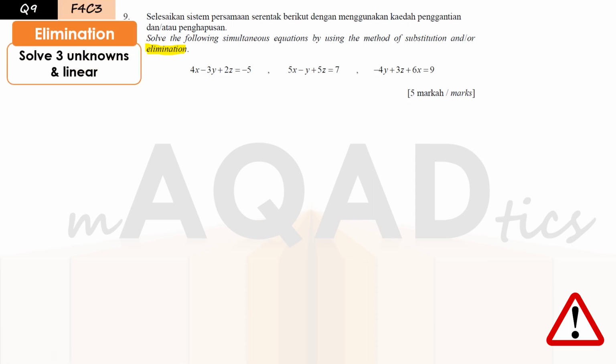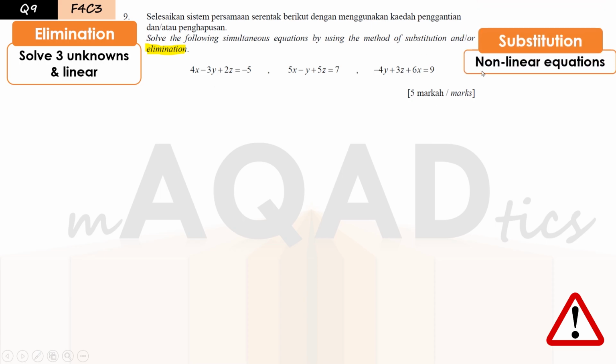Right, so elimination works best for questions where we need to solve 3 unknowns, and all of the equations are linear. Linear meaning the unknowns here are separated by either negative or positive, and x, y, z don't have squares or cubes and so on. Okay, so as you can see, all of them are linear. So substitution works best for situations where there are non-linear equations.